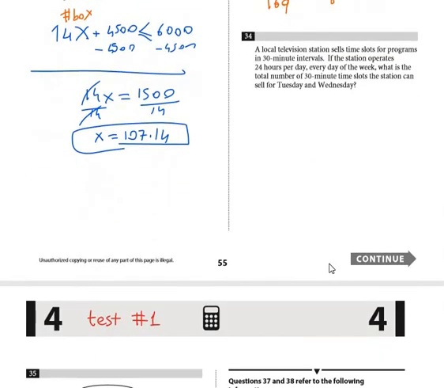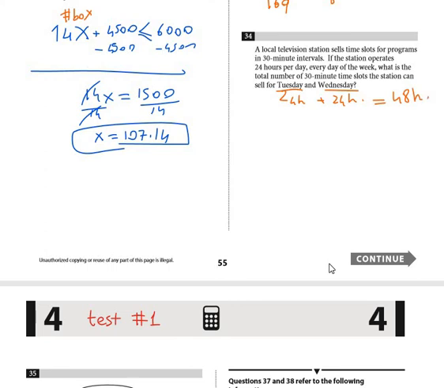Next. A local television station sells time slots for programs in 30 minute intervals. If the station operates 24 hours per day, every day of the week, what is the total number of 30 minute time slots the station can sell for Tuesday and Wednesday? So for Tuesday and Wednesday, in these 2 days, you have 24 hours plus 24 hours. So you have total 48 hours to sell.